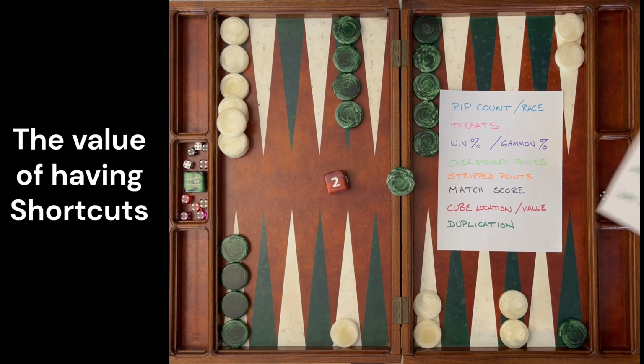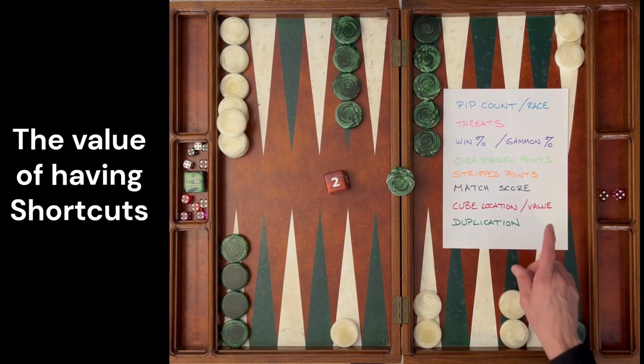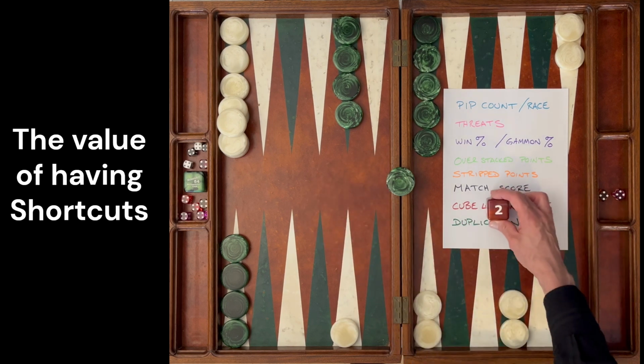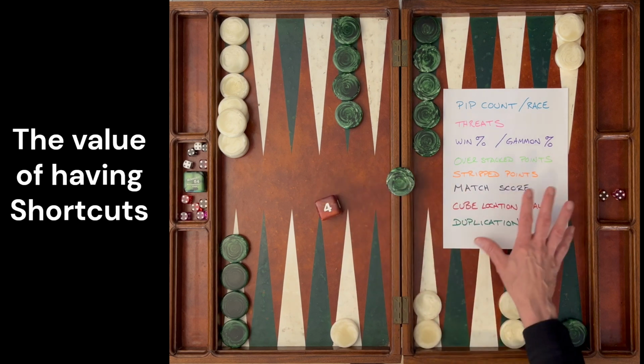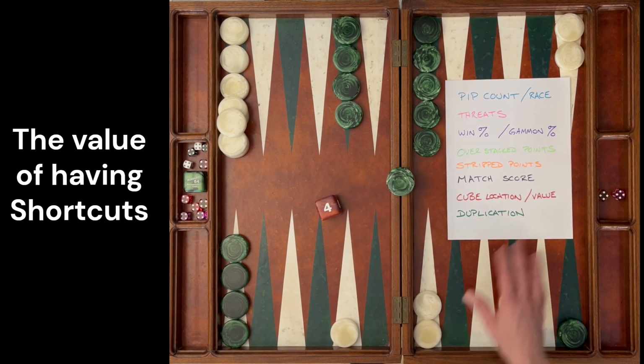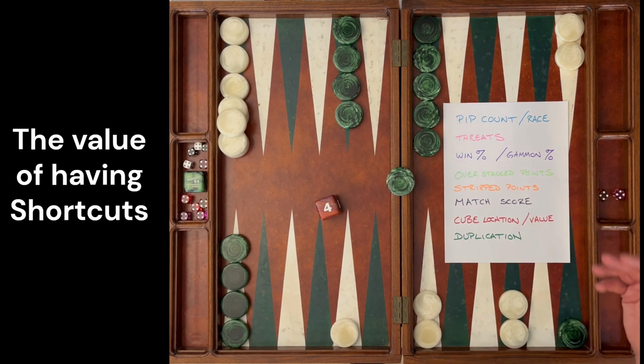What is the match score? As we've just seen, that's something you have to look at. You have to look at cube location. Is it an initial cube or are you recubing? Duplication, and there's even more concepts than this. So if you spend a minute on each of these, you're going to be spending 5 minutes per move, which we don't want to do. It takes the fun out of it.